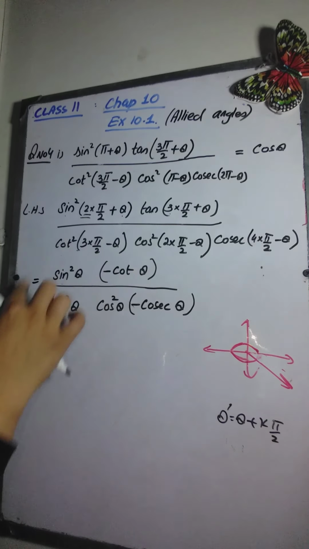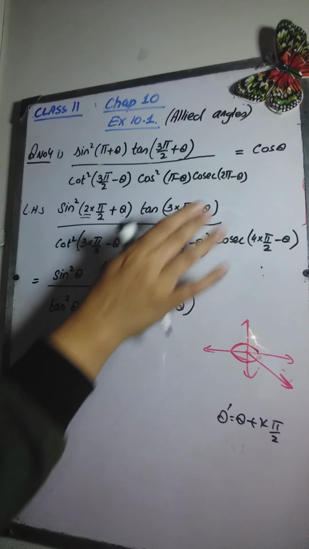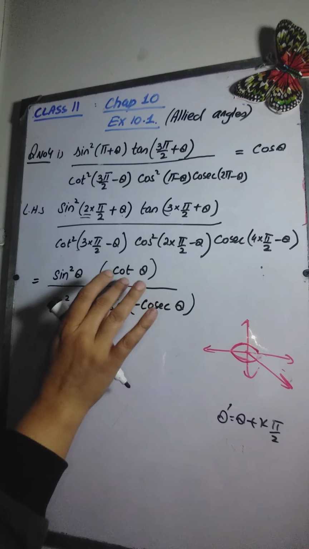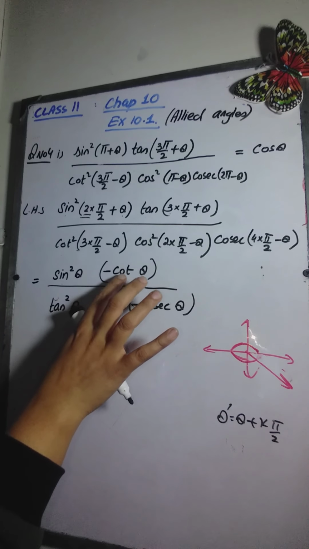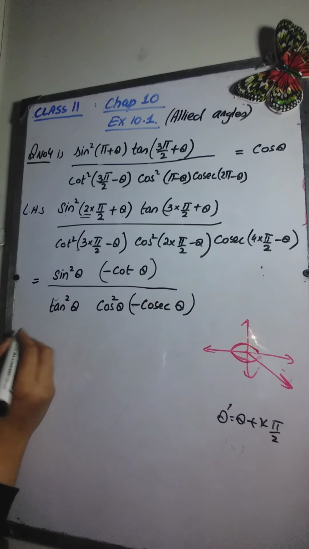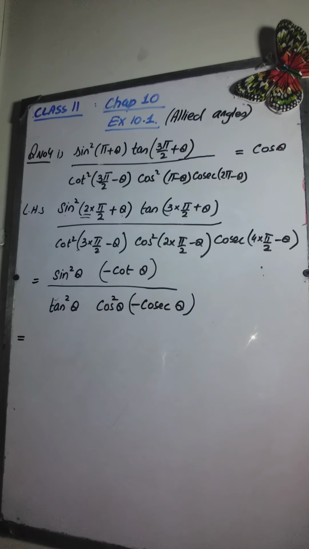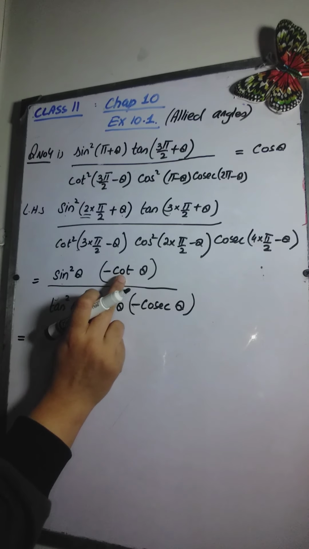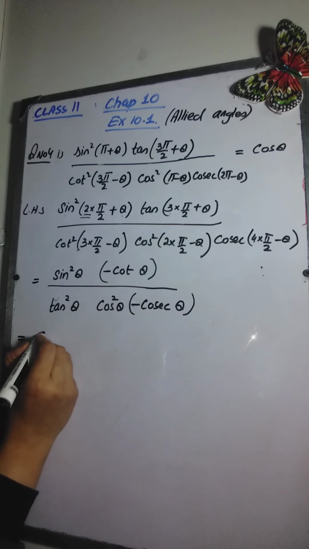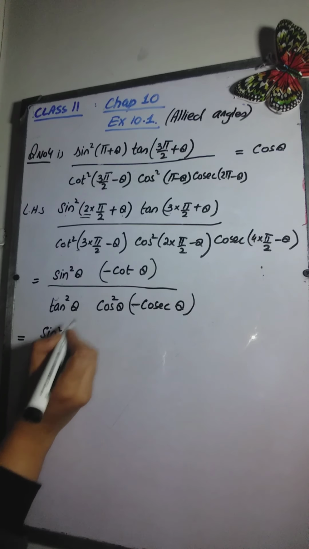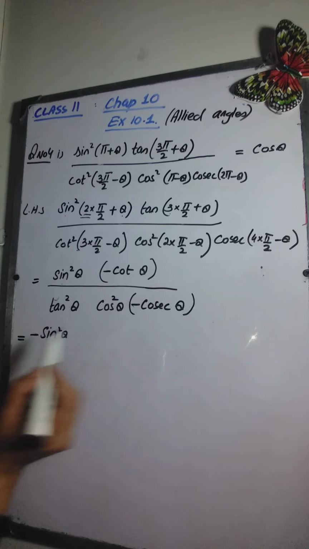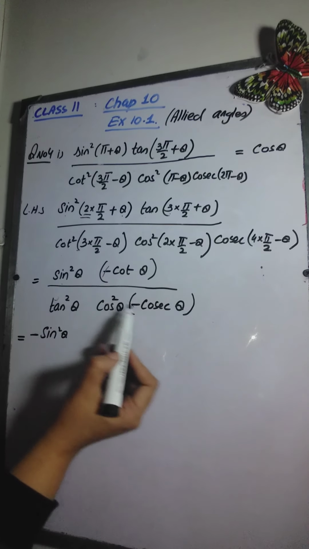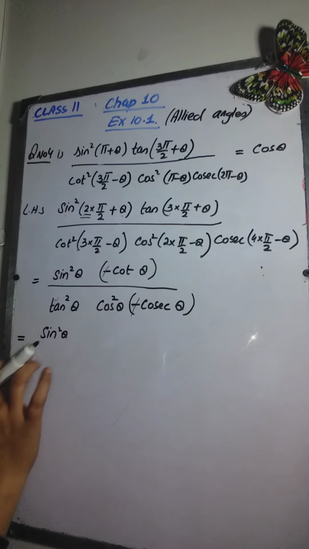Now we have to prove that this expression is equal to cos theta. The right hand side is cos theta, so I am going to convert all of these into cos and sine expressions. Cot theta can be written as cos theta over sine theta. Now I am going to write minus, and shift this negative sign to the left hand side, or you can cancel out these two signs altogether.